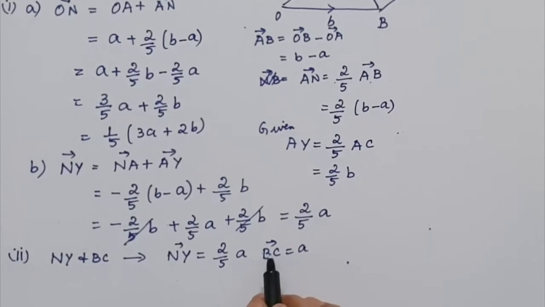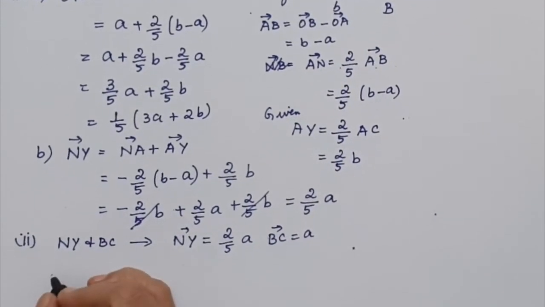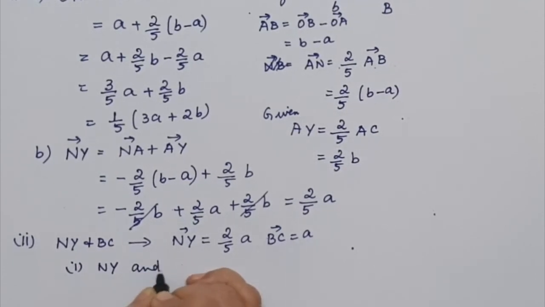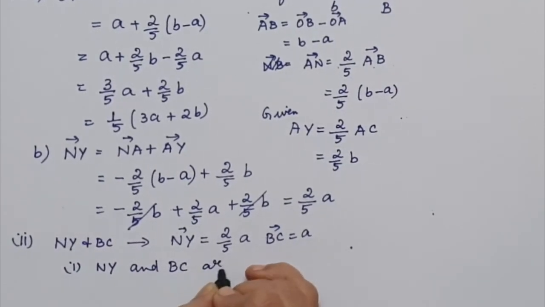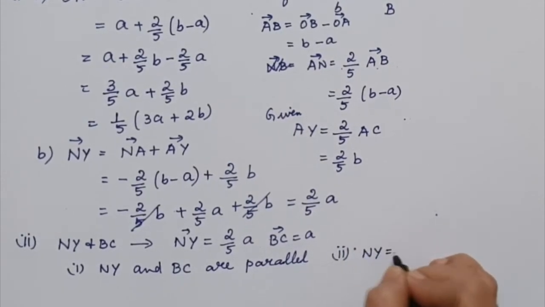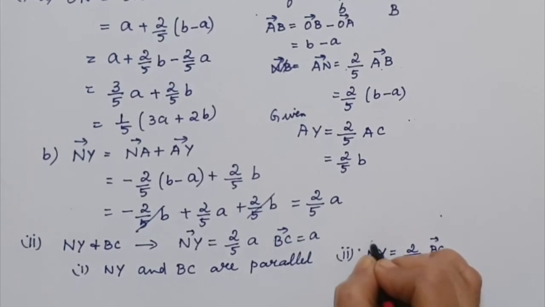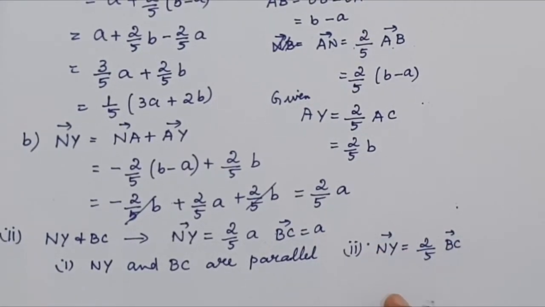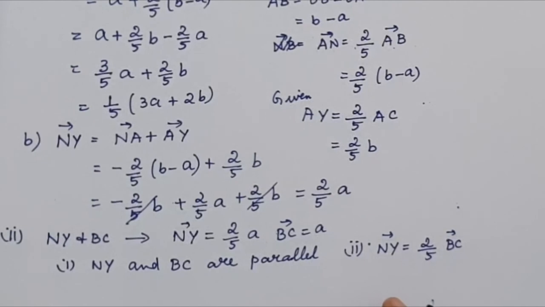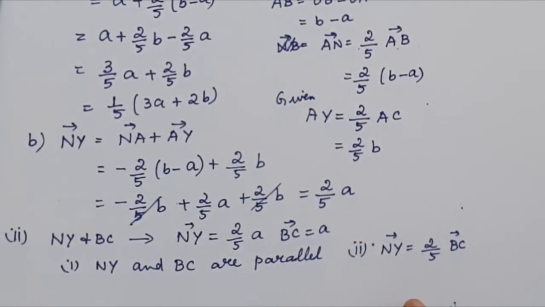So NY and BC are multiples of each other. So automatically the first thing is NY and BC are parallel. And the second one is NY will be equal to 2 by 5 of BC. So we can add and subtract vectors and multiply a vector by a scalar and also represent vectors by a straight line. Thank you.